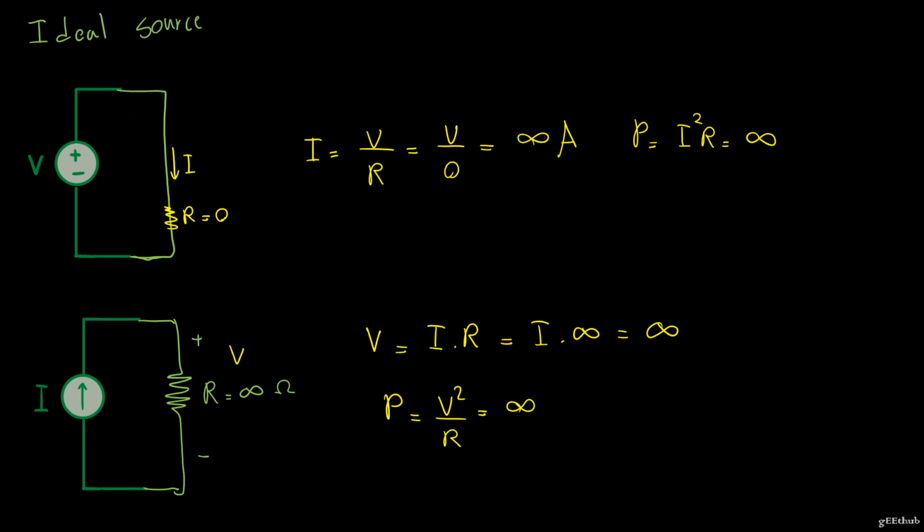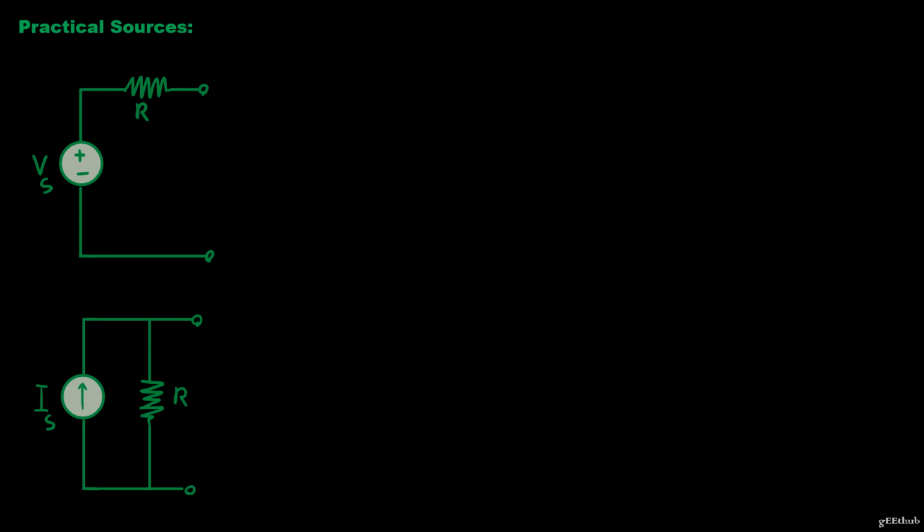So the thing is that these guys are ideal sources, but in reality, we're dealing with practical sources. So this is how practical sources look like. Practical sources have some internal resistances associated with them.